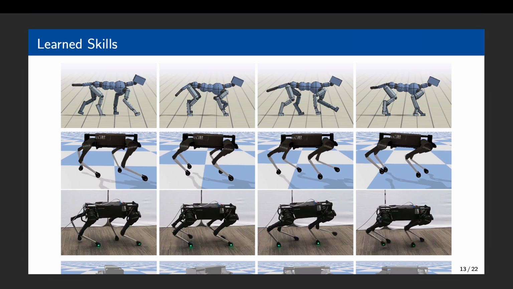Here are two of the skills learned by the system. Each strip shows from top to bottom the reference motion, the simulated robot, and the real Light Cargo robot. The top strip is the dog pace gait, where legs on the same side of the body move together. This is typically used at slower speed.